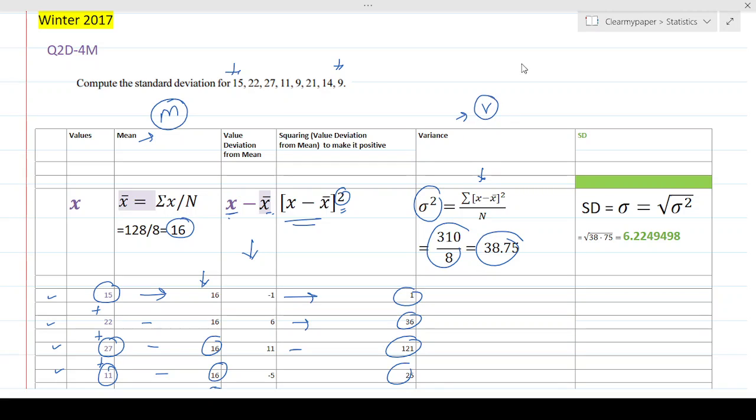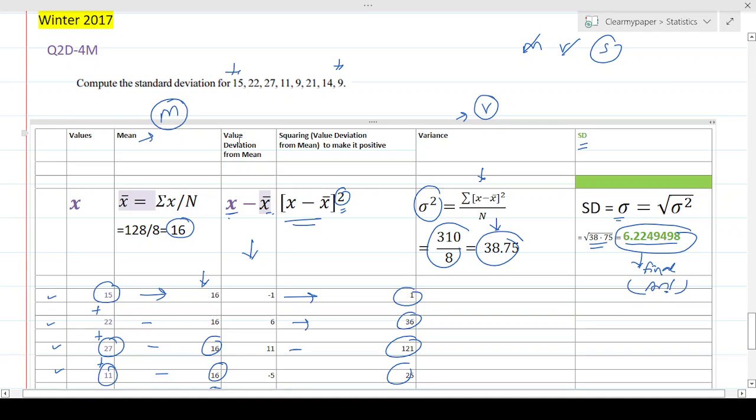Out of the MVS, I've got M, I've got V, now S is pending, with a standard deviation, and that's very simple. Take the square root of the variance, whatever you have, and then you get the standard deviation, and the square root of 38.75 is going to be 6.224. So this is going to be your final answer. So that's pretty straightforward, kind of how you should calculate standard deviation for ungrouped data.